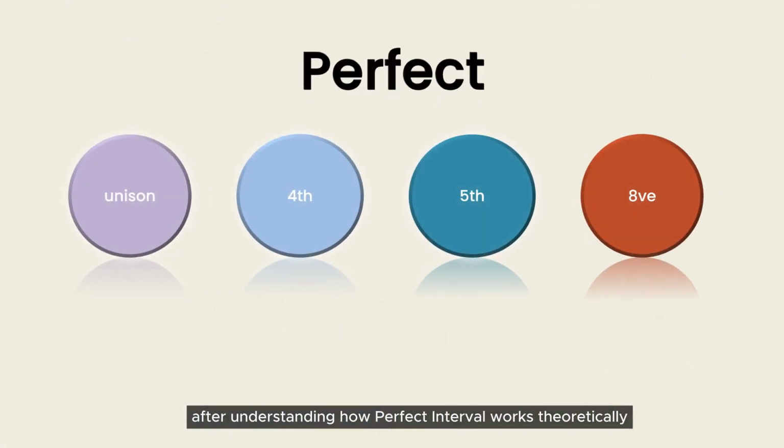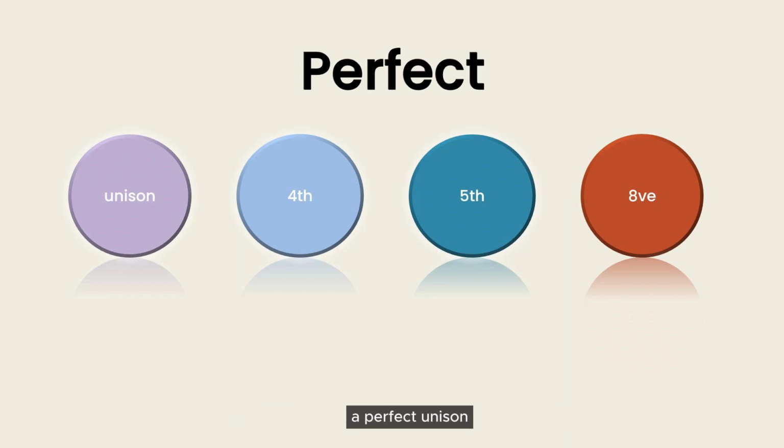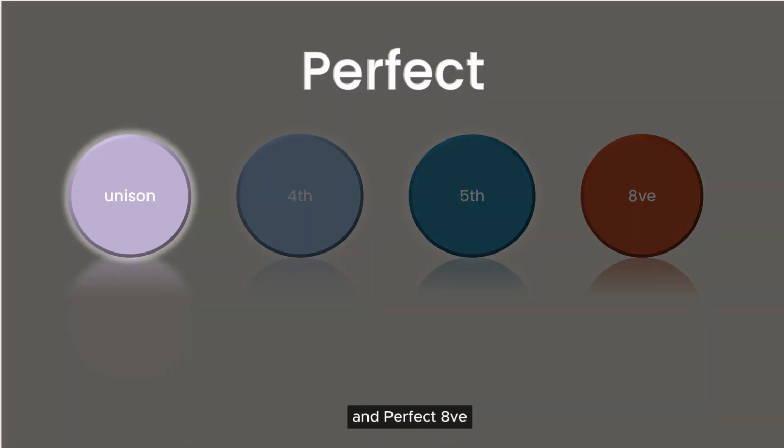After understanding how perfect interval works theoretically, let's listen to some familiar tunes and discover where perfect intervals can be heard. You'll be amazed at how many songs use them. Here's a list of popular songs that start with a perfect unison, perfect fourth, perfect fifth, and perfect octave.